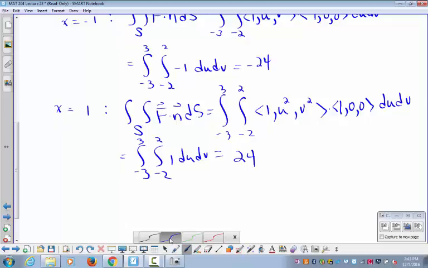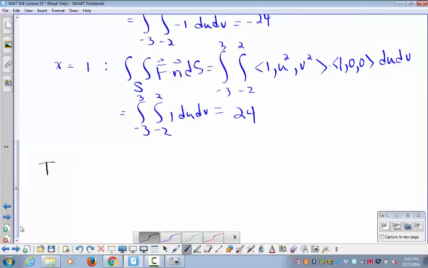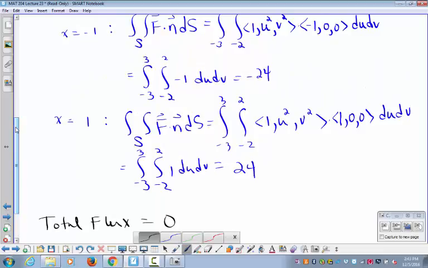The same pattern is going to hold for the planes that are y equals -2 and +2, and z equals -3 and +3. So the net flux through the x's is 0, the net flux through the y's is 0, the net flux through the z's is 0, so our total flux is going to be 0, which is exactly what we got when we used the divergence theorem and integrated the triple integral of the divergence over the inside. Okay.